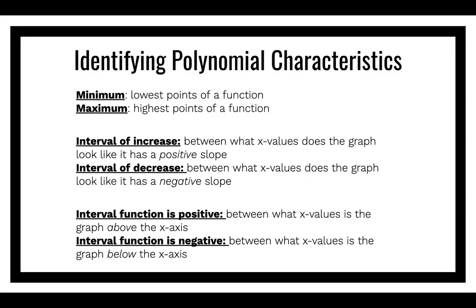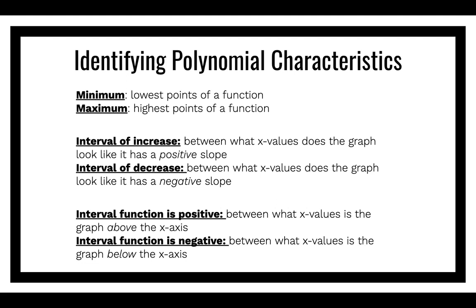Identifying polynomial characteristics. Some of the things that we're going to look at are minimums and maximums, or the lowest points of functions and the highest points of functions. The interval of increase and the interval of decrease. The interval is the x values. So between what x values does the graph look like it has a positive slope? Anytime it stops looking like it has a positive slope is where you would end that interval. And you can create multiple intervals of increase on functions. Interval of decrease, that's between what x values does the graph look like it has a negative slope.